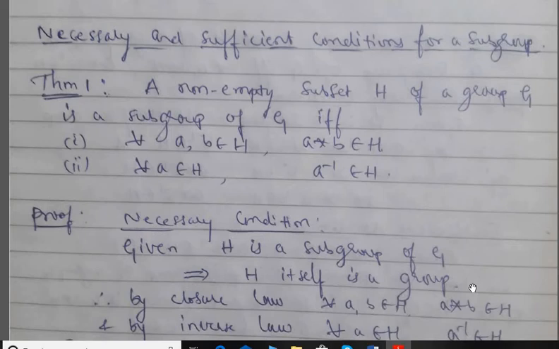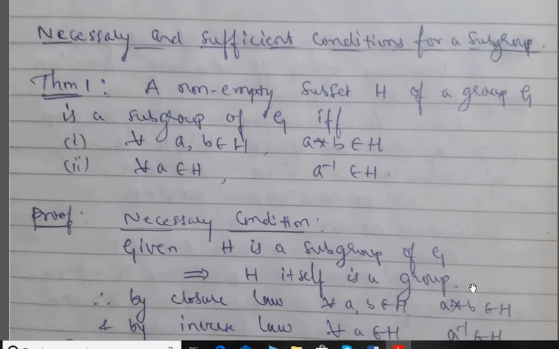Now we are going to prove the necessary condition. It is given H is a subgroup of a group G. So we have to prove that H satisfies these two laws. We know that when H is a subgroup of a group G, H itself is a group, which means it satisfies the closure as well as the inverse law. So by the closure law the first condition will obtain, and from the inverse law the second condition also will obtain.